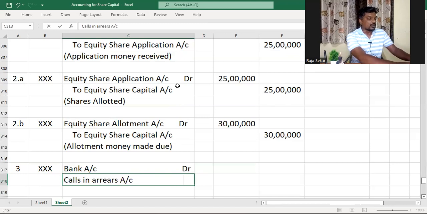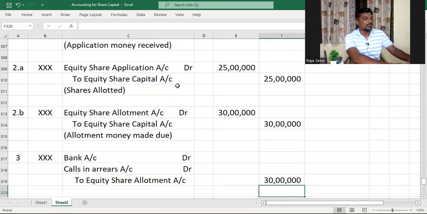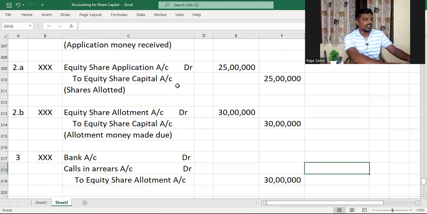Calls and arrears account debit to equity share allotment account. The amount that has to be credited to share allotment account will be the full amount that we made due, which is 30 lakhs. The shareholder who defaulted is Harshini.